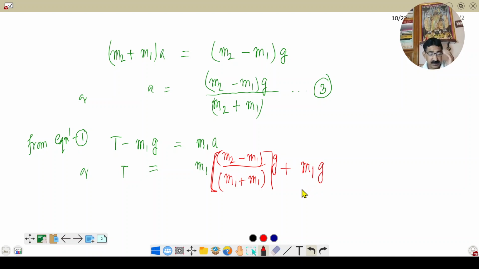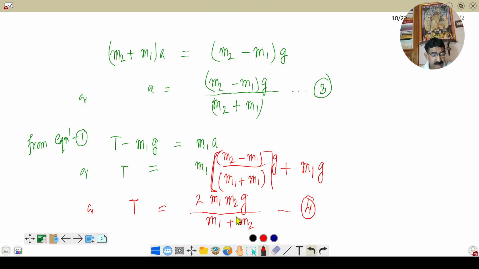Now after simplification, we will get T is equal to 2 m1 m2 g by m1 plus m2. This is equation number 4.